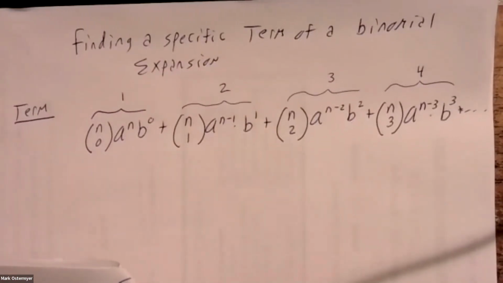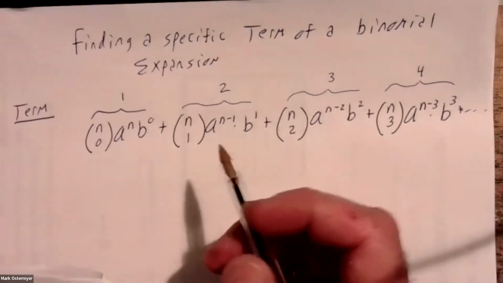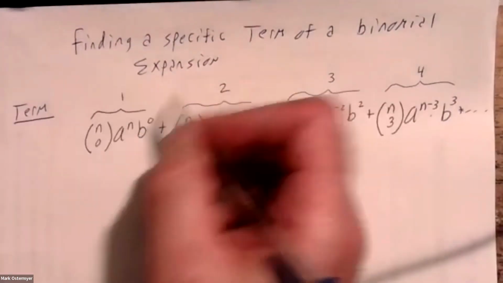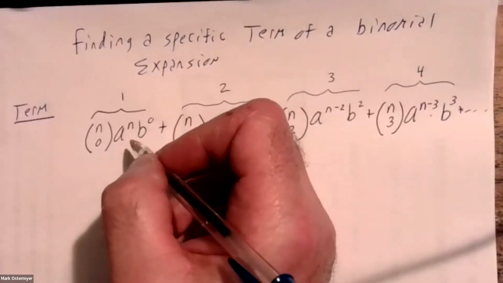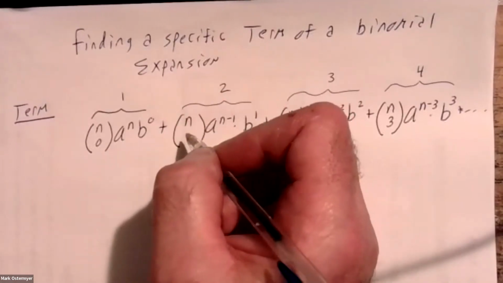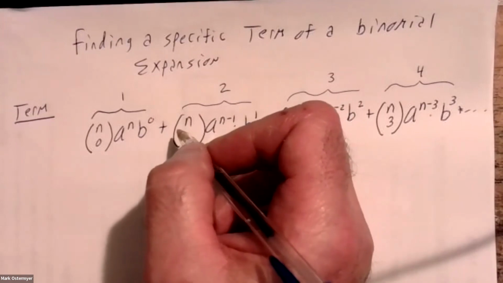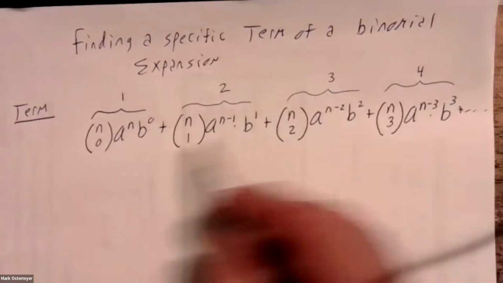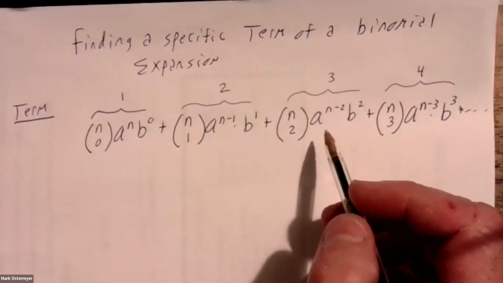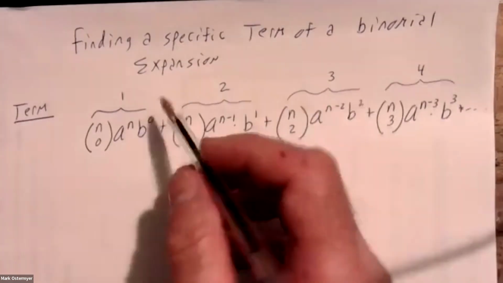Now, some observations here. Notice what we accomplished here: we're expanding out a binomial. All right. Now I want to draw your attention to this.